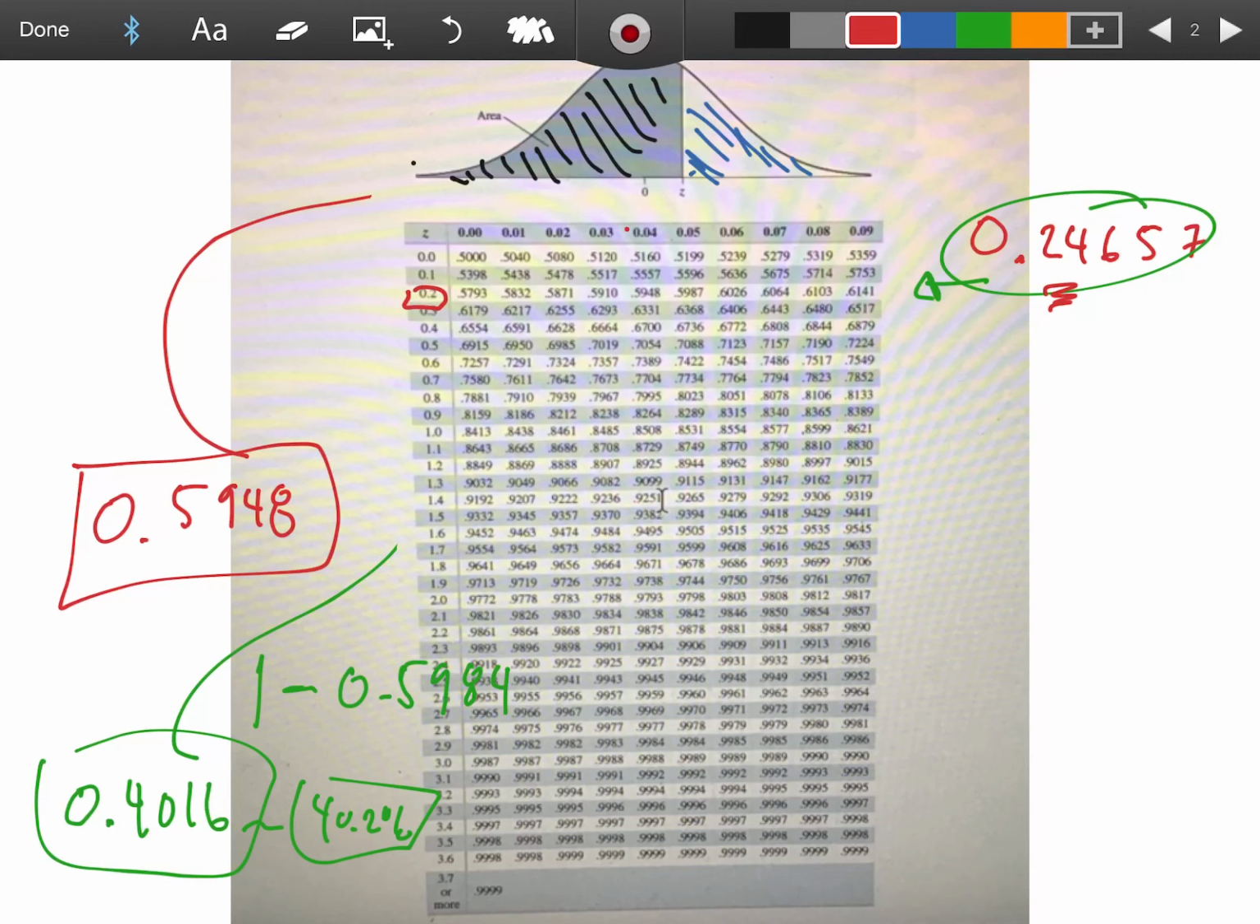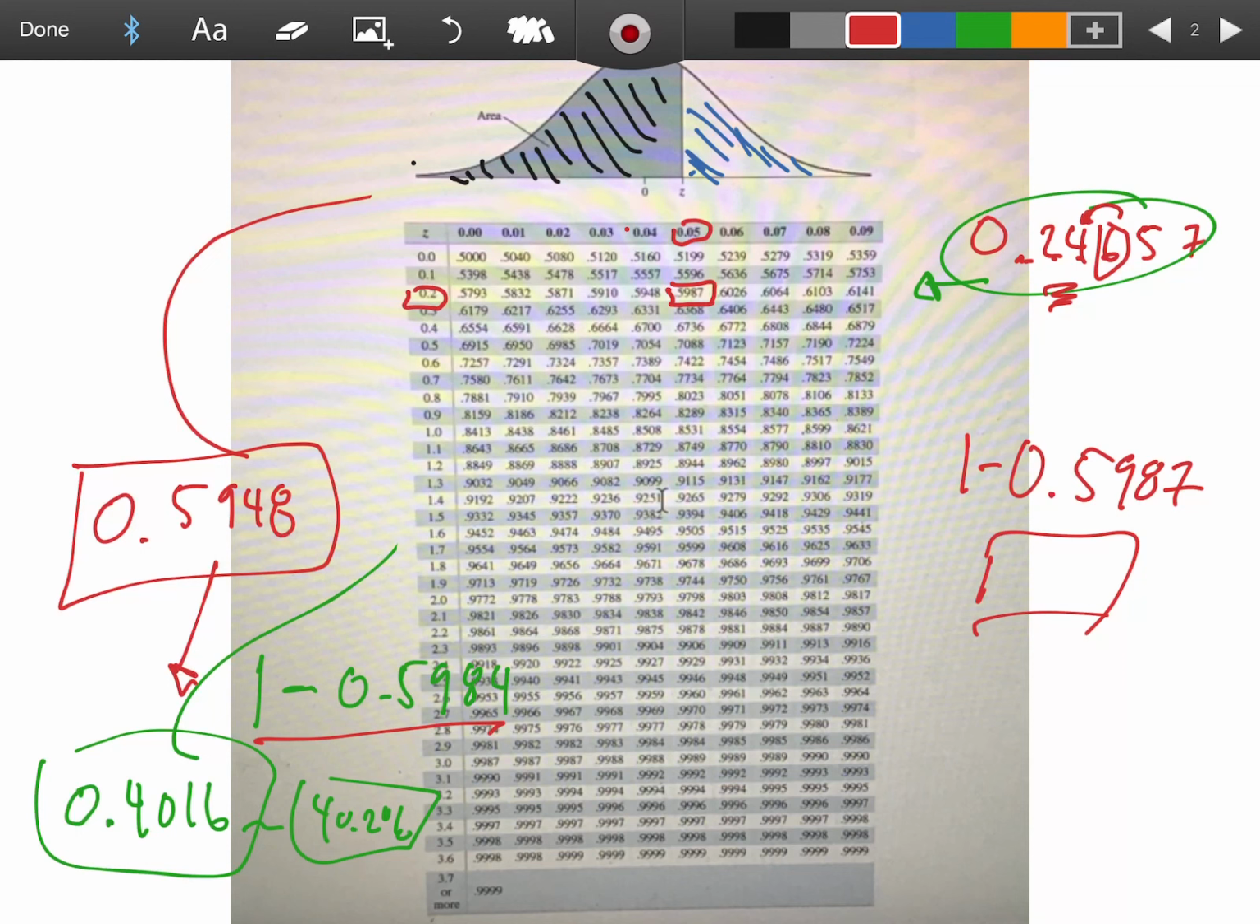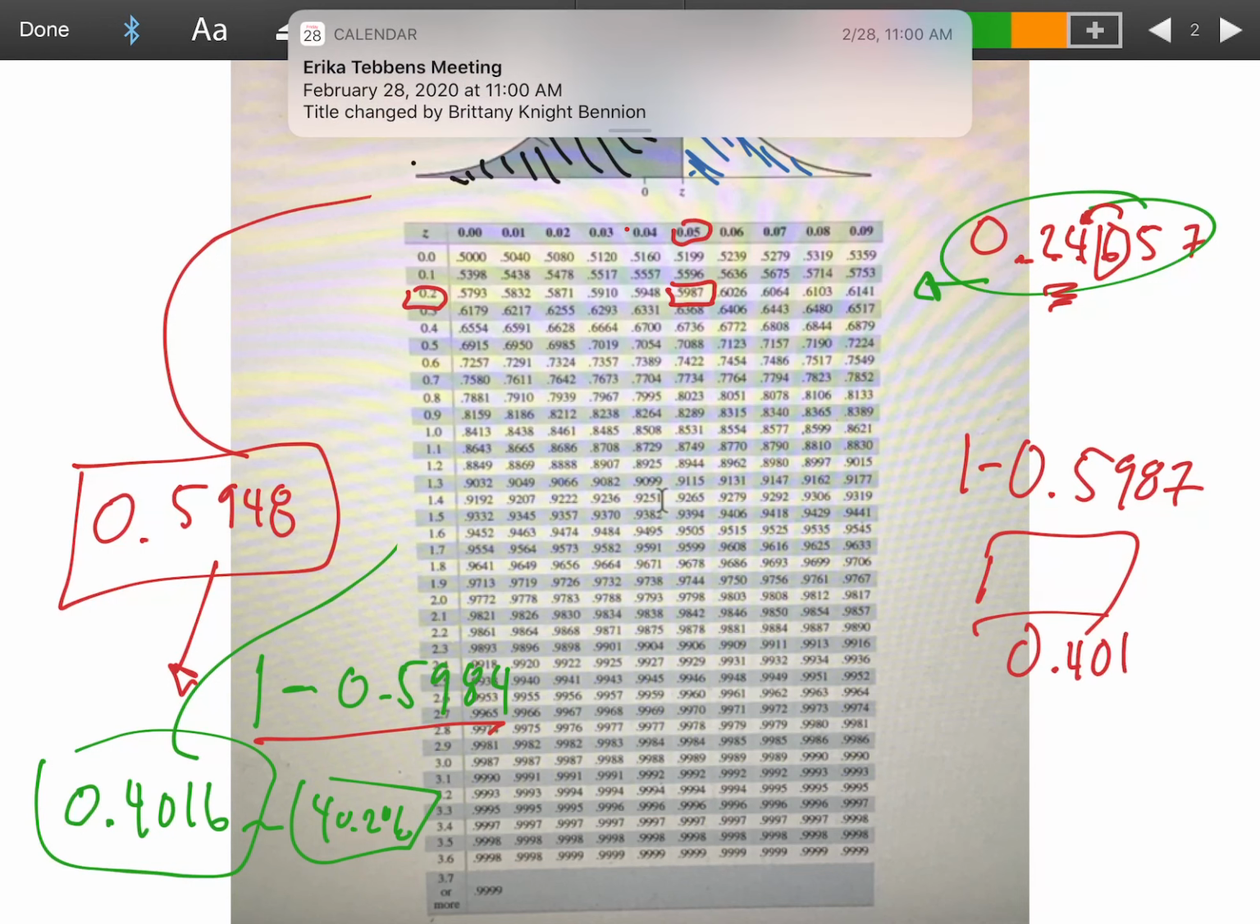Oh, there's 0.24, and you know what, maybe I should have used 0.25, because this 6 technically should have forced that to round up. So maybe I should have used the 5 and come over here and grabbed this one, which would change this answer slightly, right? Because instead of doing 1 minus 0.5981, I would have done 1 minus 0.5987, and that would have changed my final answer a teeny bit. If I do that, 1 minus 0.5987, then I get 0.4013.